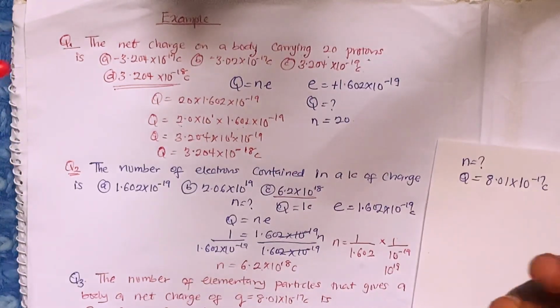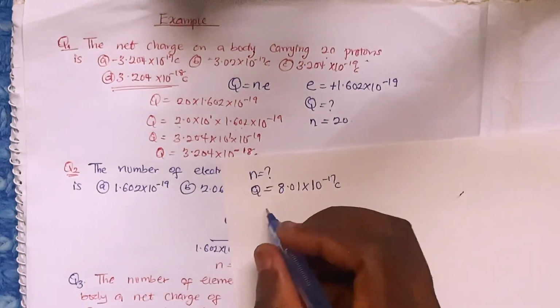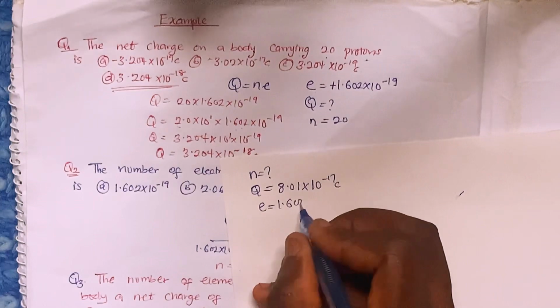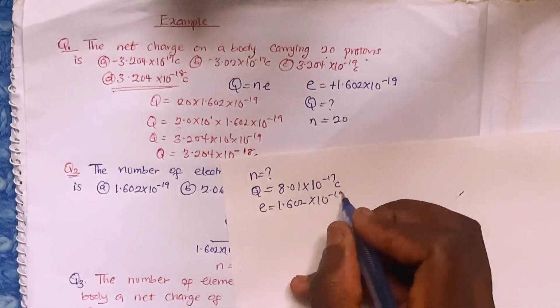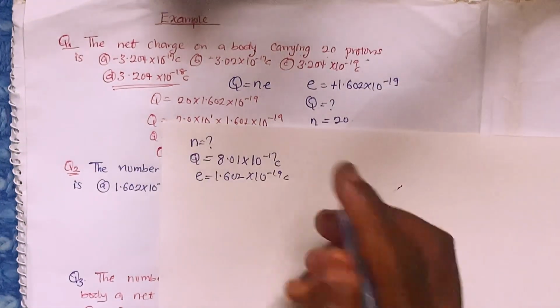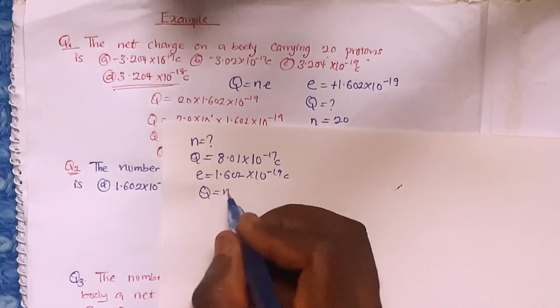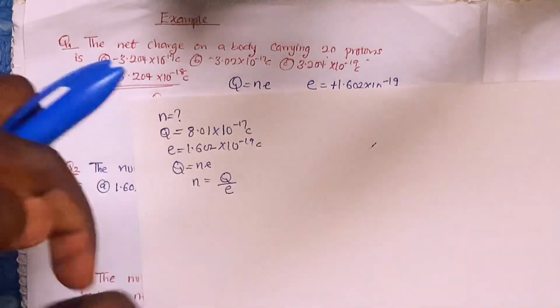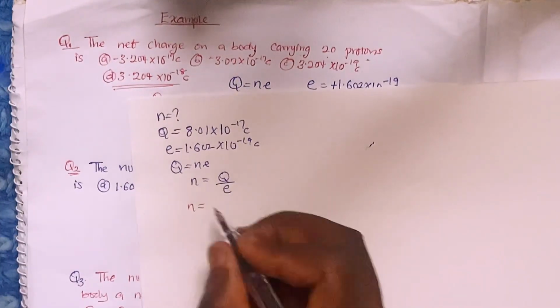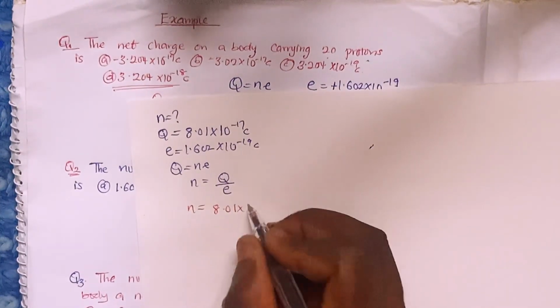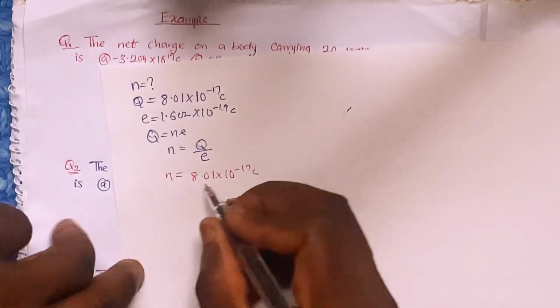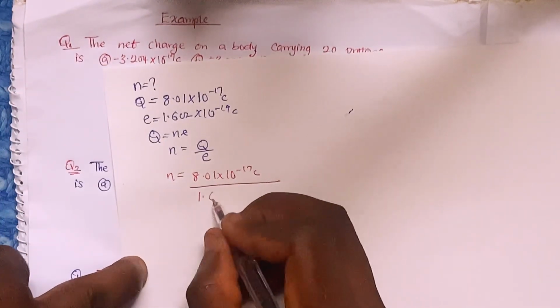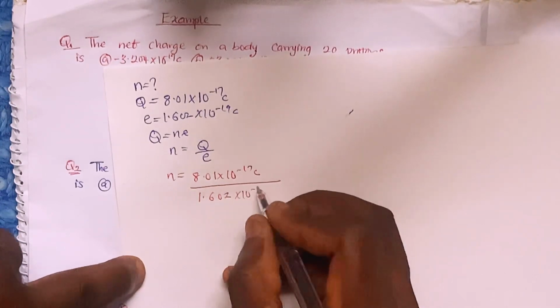What kind of particle are they talking about? I don't think they specify. Maybe it is a proton or an electron, but you can just go ahead and choose our e to be equal to 1.602 times 10 raised to the power minus 19 coulombs, right? So now let's go ahead and solve it. Q equals n e, so our n will be equal to Q over e. Go ahead and substitute the values here. I'm going to have n equal to 8.01 times 10 raised to the power minus 17 coulombs divided by e, which is 1.602 times 10 raised to the power minus 19 coulombs.